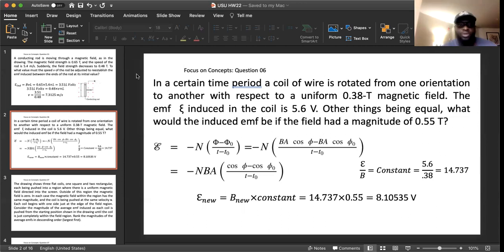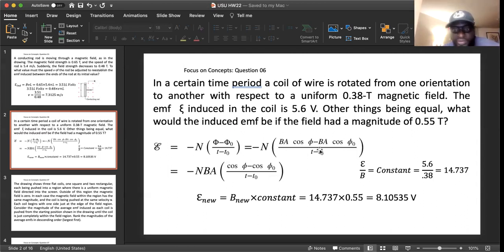So again, other things being equal, EMF induced is minus number of turns, change in the magnetic flux over change in time. So the magnetic flux is magnetic field times area cosine the angle minus magnetic field times area cosine the initial angle. So this is the difference. So we are just going to keep all this constant except the magnetic field. So we have NBA cosine all this, so it's just B. So E induced is just B times some constant. Is that okay? So E induced over B is all constant.